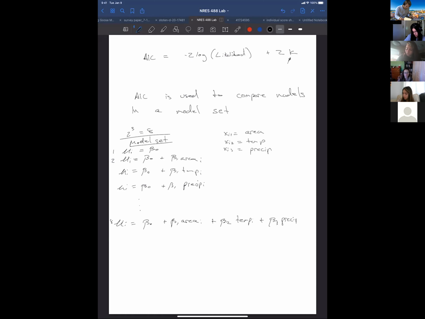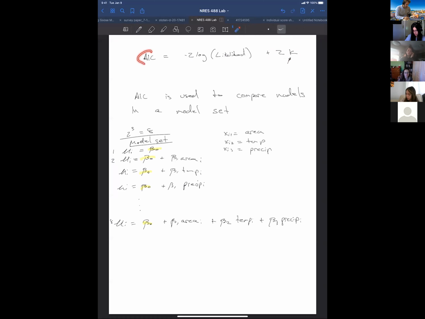Now, when we look at the number of parameters in these, depending on what type of model we're using, if we're using a normal regression model, we have sigma squared in there. But one thing that's common to all of these models is every single one of these 8 has beta 0 in it. So that parameter is always going to be in our calculation of AIC up here.